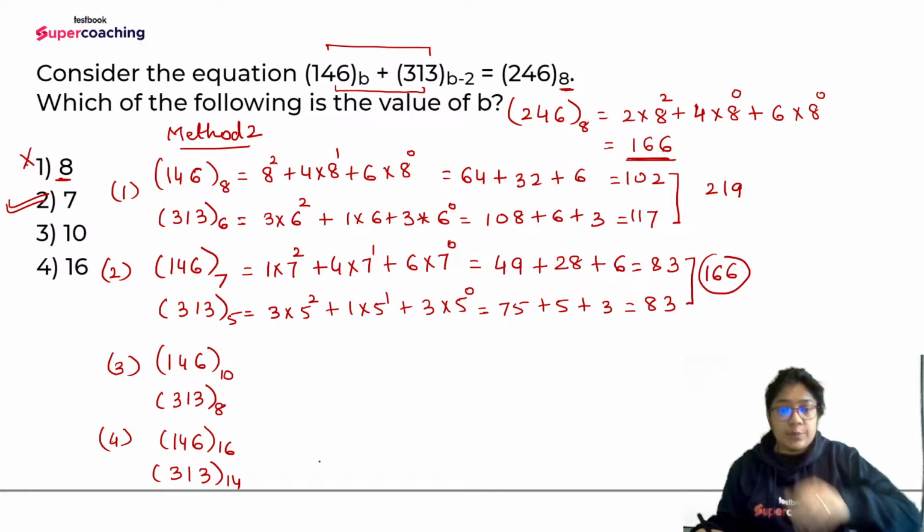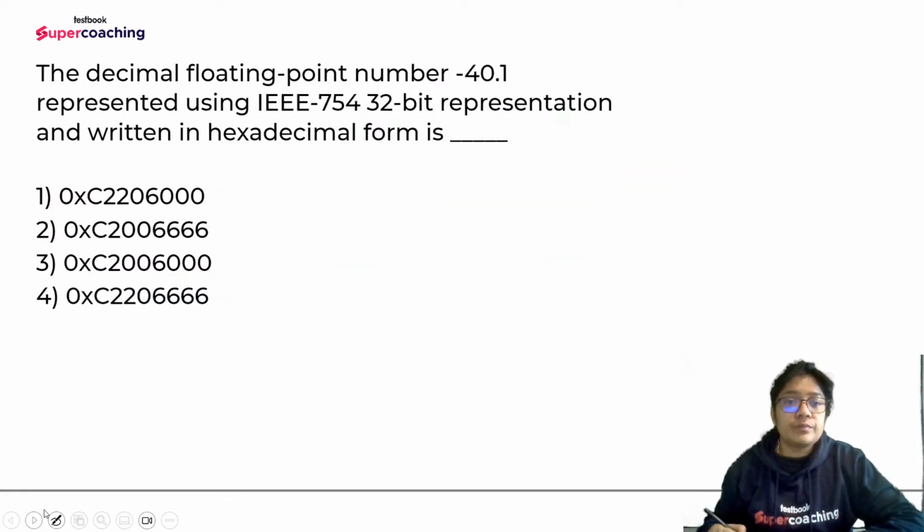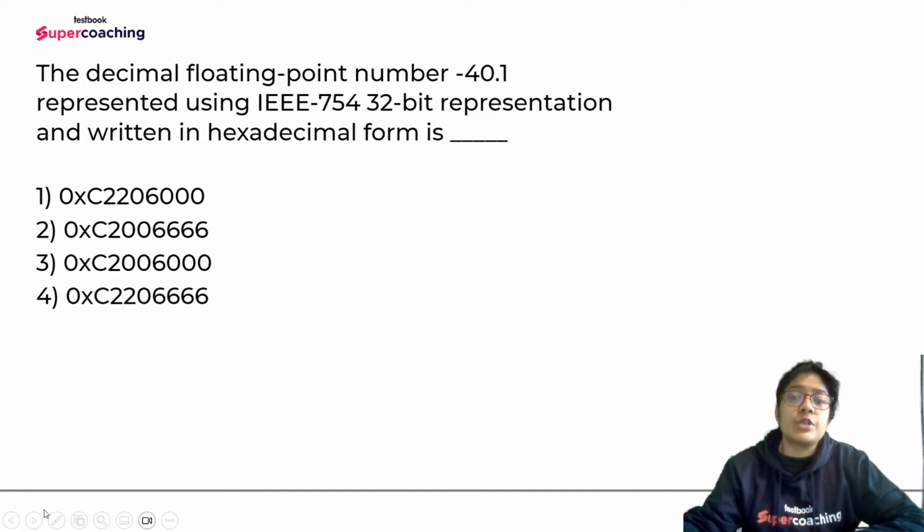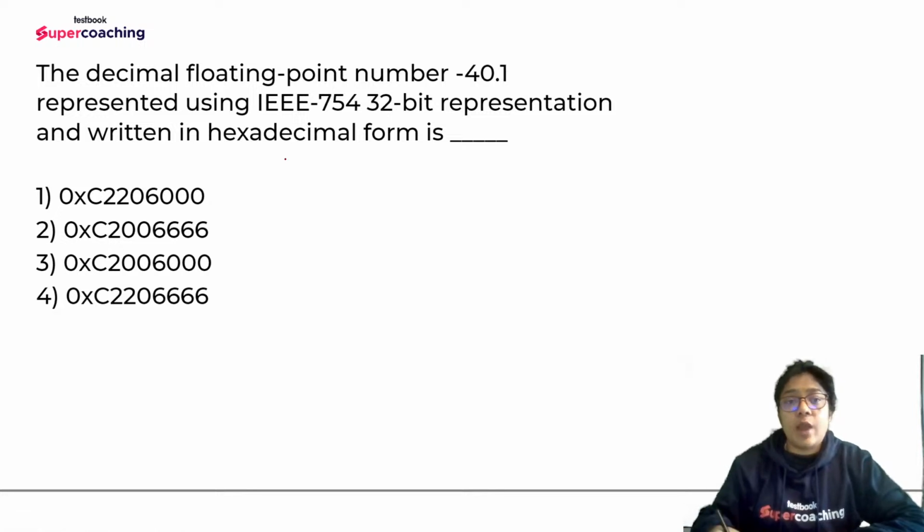Alright, let's move on to the next question. This is based on floating point numbers. We had discussed the single precision format and the double precision format, that is for 32-bit and 64-bit. But here in this question, they are using 32-bit representation, and whatever result you get, you have to return that in hexadecimal form.